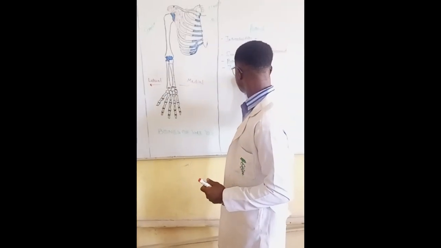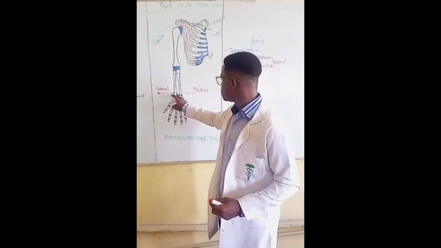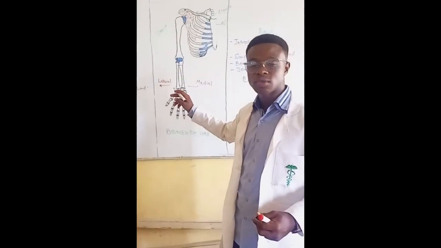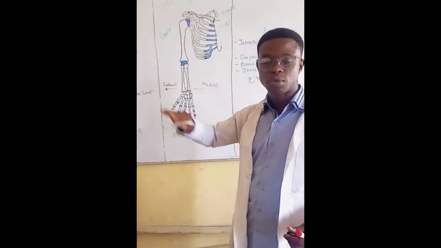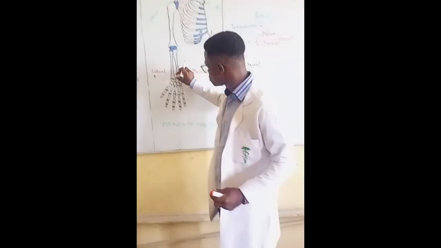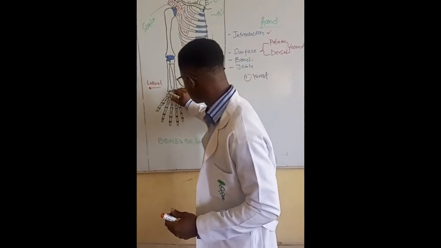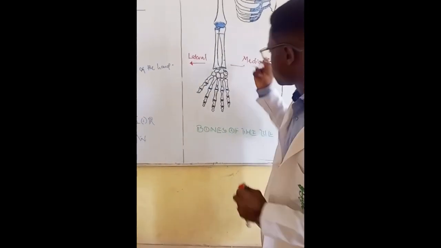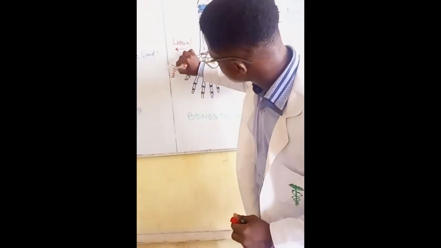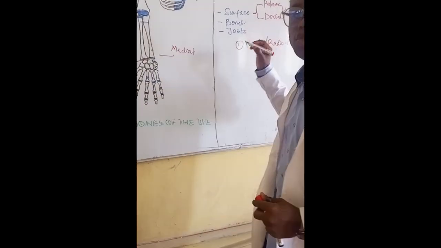The first joint of the hand is the wrist joint. The wrist joint is formed between the radius of the forearm and the proximal bones that form the proximal carpal bones. Remember, the carpal bones are divided into two, the proximal row and the distal row. From our diagram, we've seen that the proximal row is close to the radius. So this is where the wrist joint is. The wrist joint is also called the radiocarpal joint.